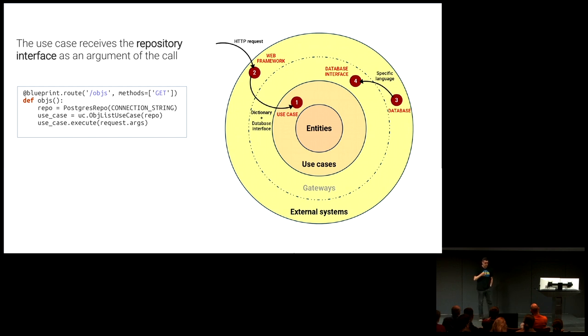So the use case has to receive also the repository interface. As you see, I added the dictionary plus database interface. Because this is dependency inversion, the use case cannot call the interface directly, cannot name it, because the use case doesn't know the class is there. So I have to pass the instance to the use case. As you can see here, I initialize the repository. Then I call the use case passing the repository instance, and then I call the use case, the execute method.